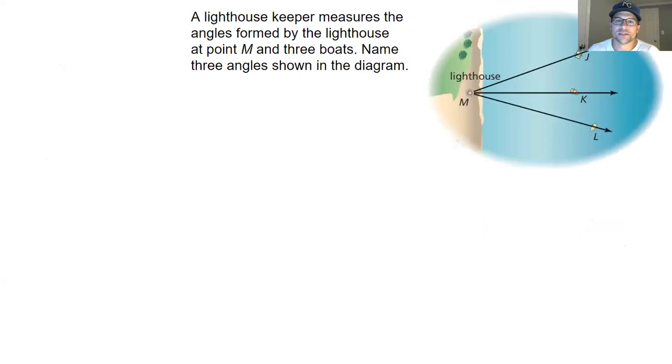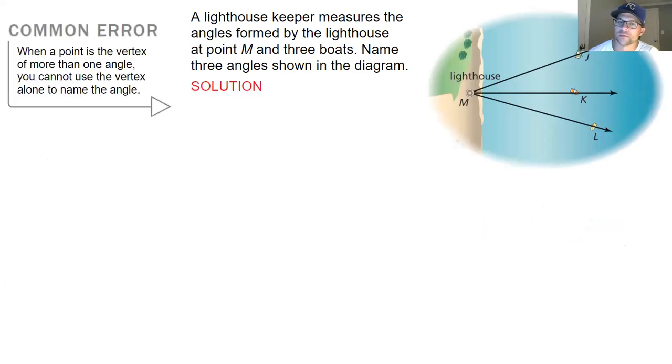All right, so we have our first example. A lighthouse keeper measures the angles between M, J, K, and L are your other points. So what are the three angles that are shown within your diagram? One important thing to be aware of is when a point is your vertex of more than one angle, you cannot just use that vertex point alone to name that angle. You need to use other letters that incorporate that angle.